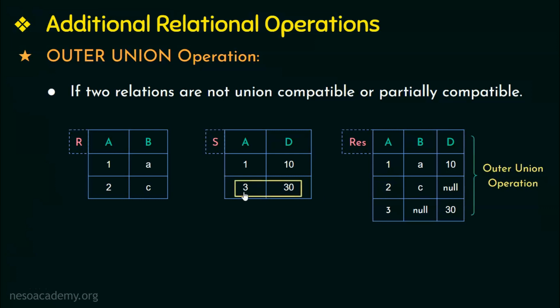Similarly, the value in this common attribute does not match with any of the values in the common attribute from relation R. Therefore, in the resulting relation, A and D are filled with these two values and the remaining is filled with null values. Hope you have understood the outer union operation.